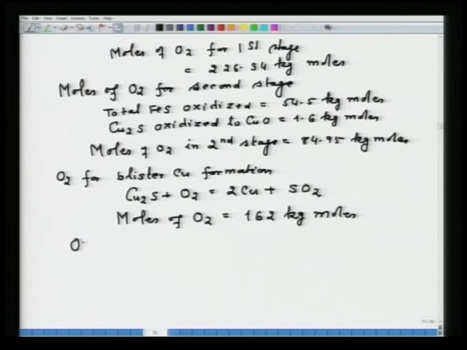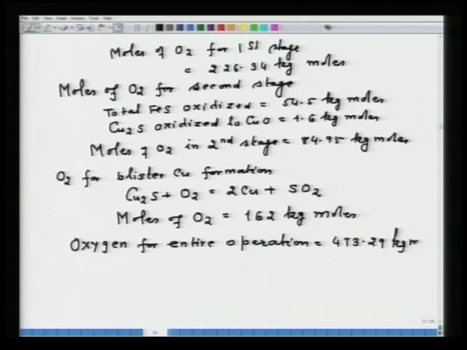So, now the oxygen for the entire operation will be the sum total of all three. Oxygen for the entire operation will be equal to 473.29 kg moles. So, of course, the air will be 50,484 meter cube. So, that is the answer for part B.